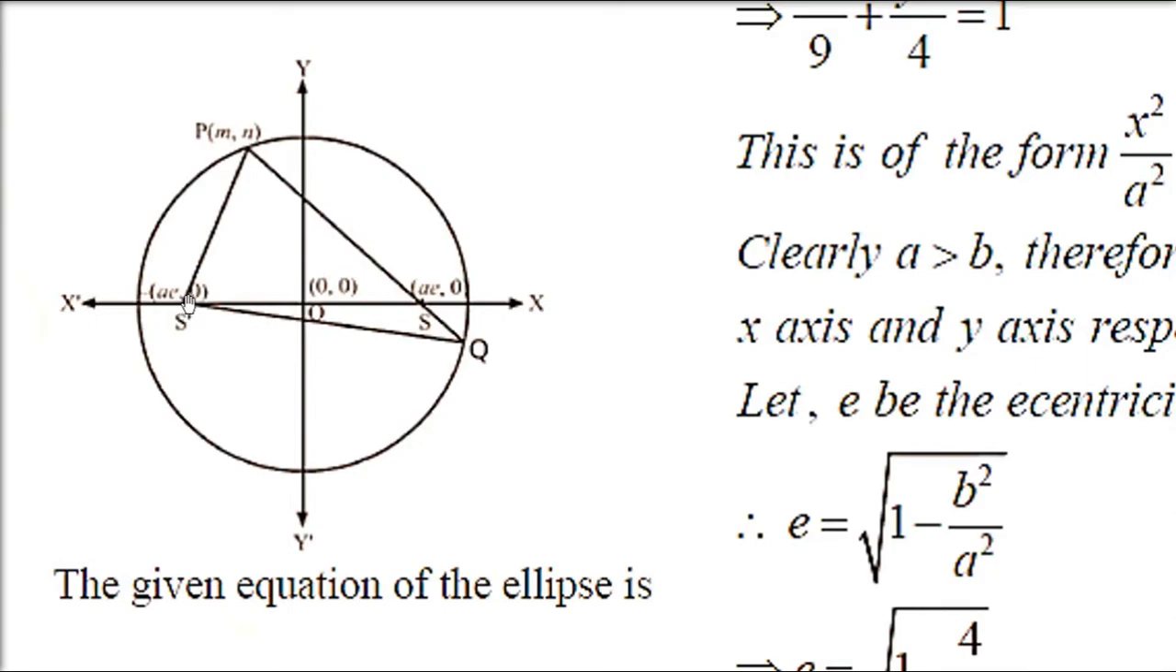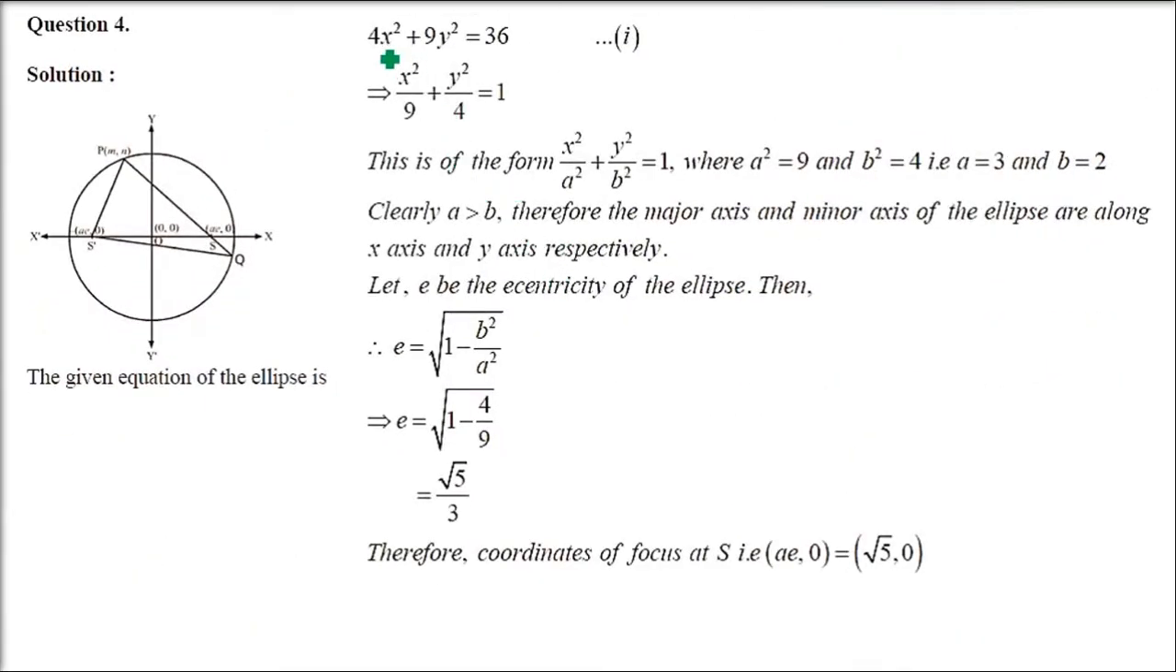S dash is the other focus, and this length S dash Q has to be found out. In order to get S dash Q, we need to find the coordinates of S dash and Q. We have the equation 4x square plus 9y square equals 36, so you have x square by 9 plus y square by 4 equals 1. So a square is 9 and b square is 4, so a is 3 and b is 2.